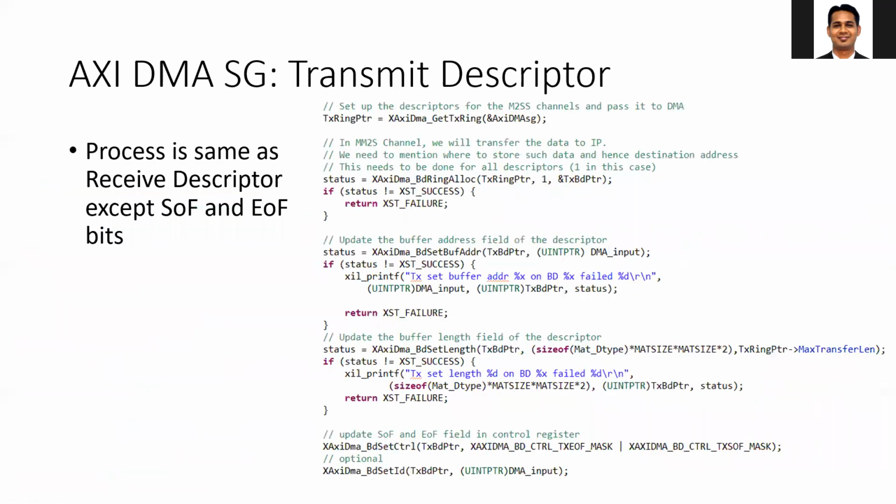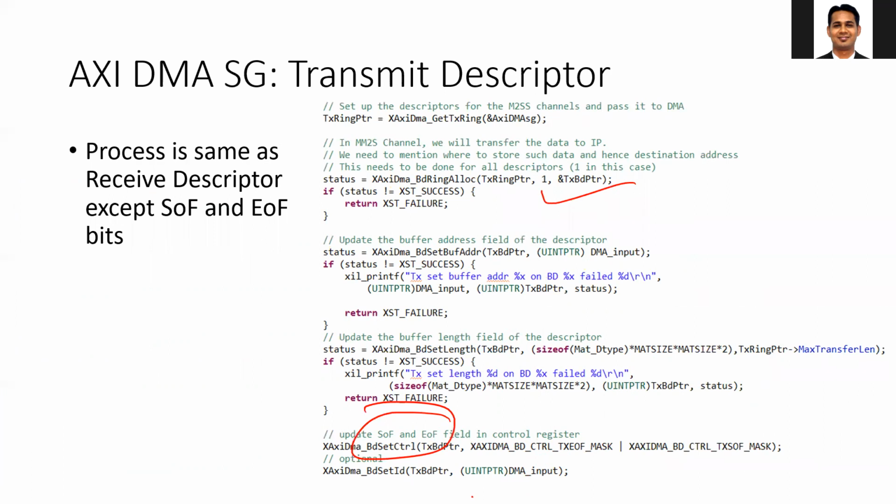The same process you need to do for the MM to S buffer descriptor. You can see that in the MM to S buffer descriptor, the process is the same. The only thing is you need to make sure that the start of frame and end of frame bits are set to 1 in the control register. The rest of the process is the same.